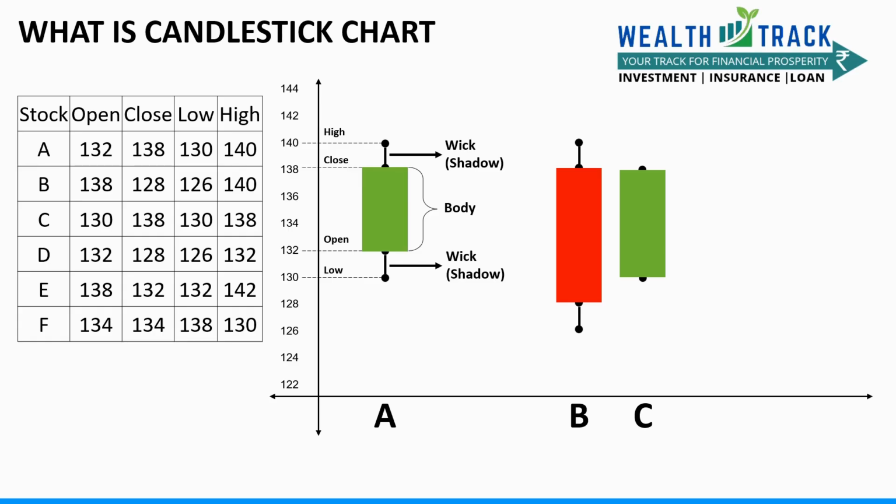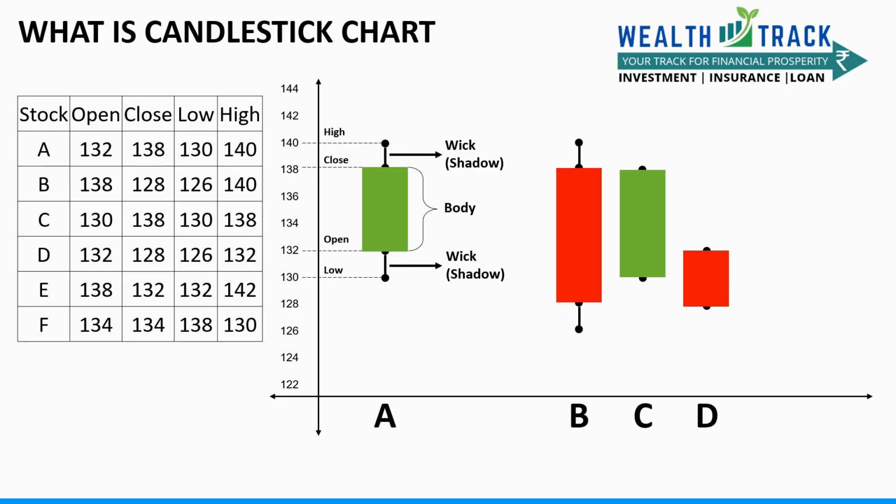Okay, now we will move to stock D. So what happens in stock D? In stock D, the stock opens with 132 rupees as the opening price, and the stock closes at 128 as the closing price. And what we need to understand here is that the stock has closed below its opening price, hence the candle will be red in color.